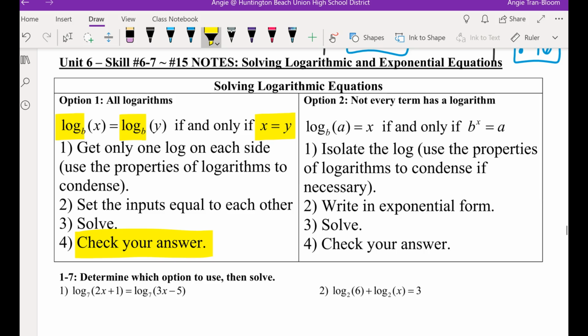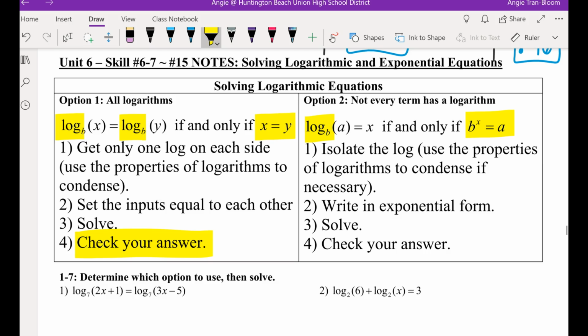Step number 2, the difference is this. On step number 2, class, you have log base b of a equal to x. Is there another log on the right? No, so you may not drop it because it's not equal if you do. So, guess what you have to do if you were to solve for it? Rewrite it as an exponential. Remember, you can always go from log to exponential and vice versa.